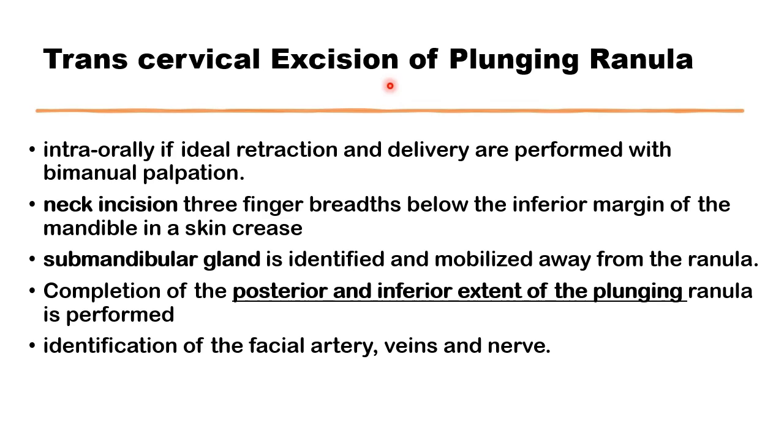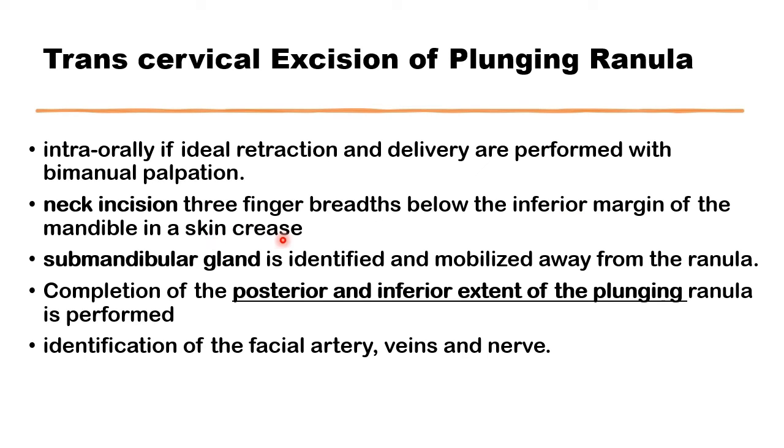Occasionally, if there is a small plunging ranula, it can be removed intraorally, as well as the sublingual and the intraoral ranula. But in most cases, if the plunging ranula is big enough, it would need to be excised through a neck incision, placed 3 finger breadths below the inferior margin of the mandible in a skin crease.